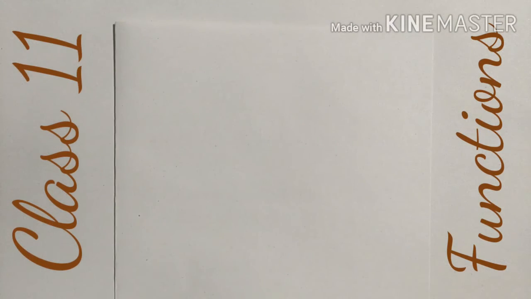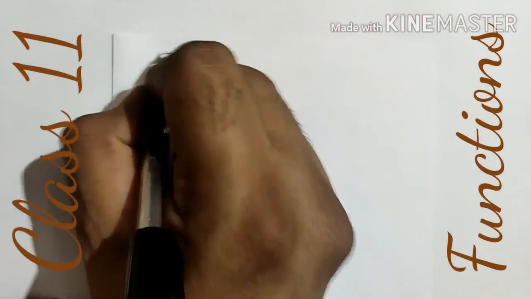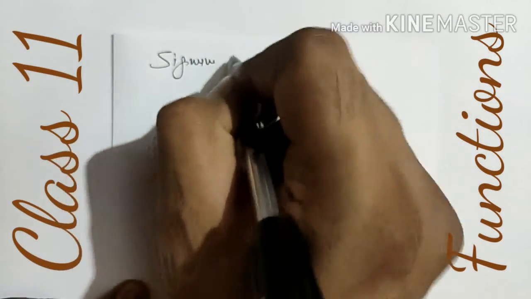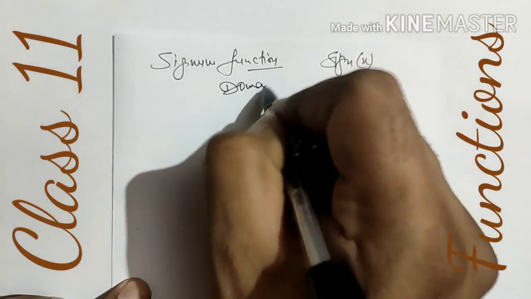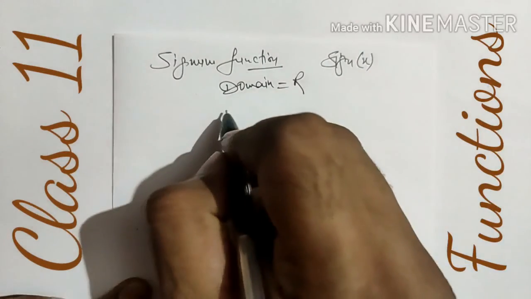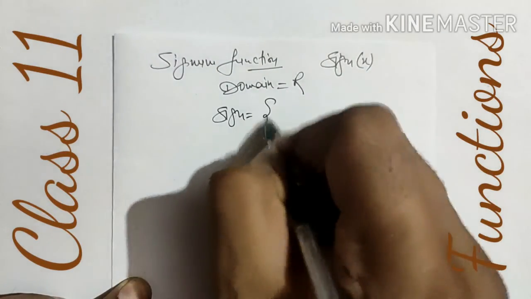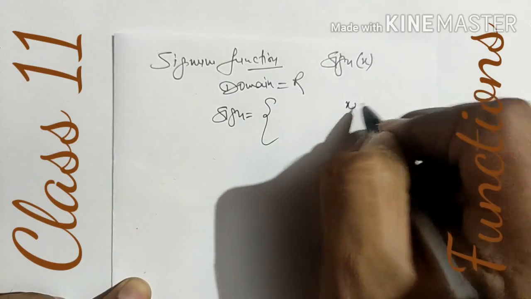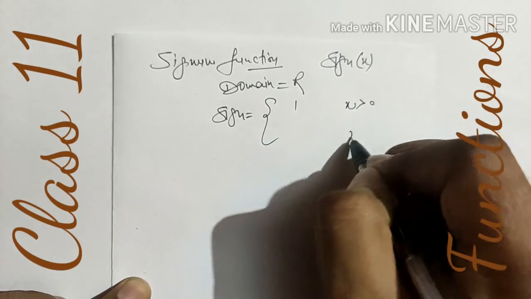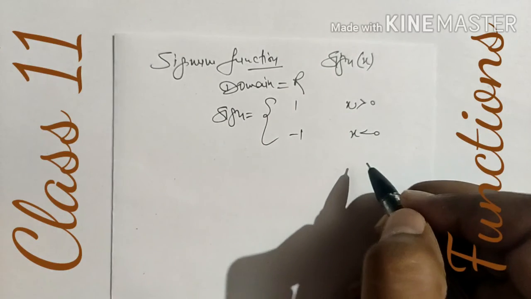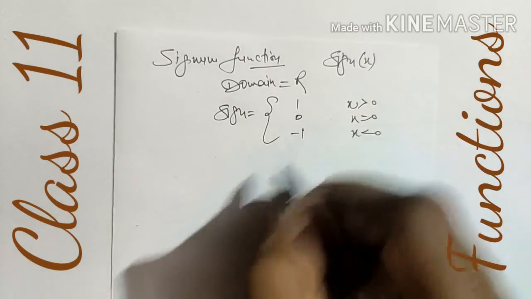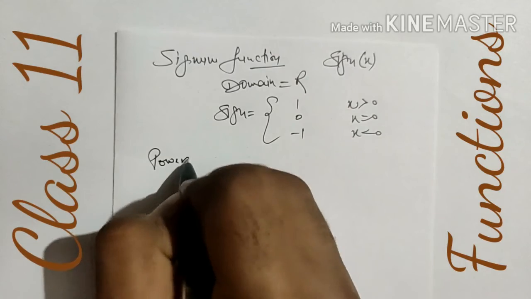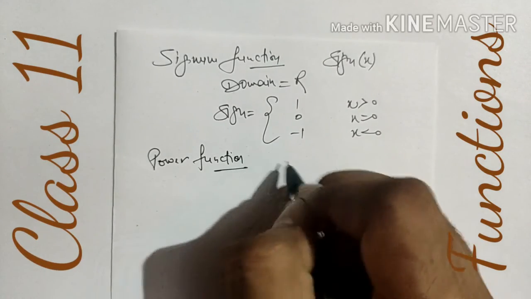Next type of function is given by the signum function. The symbol for this is given by sgn. In the bracket, we indicate the variable. Domain in this case is real numbers. We can write it like this to understand. It is 1 for all positive values of x, -1 for all negative values, but for x is equal to 0, that is 0. So the range here is -1, +1 and 0.